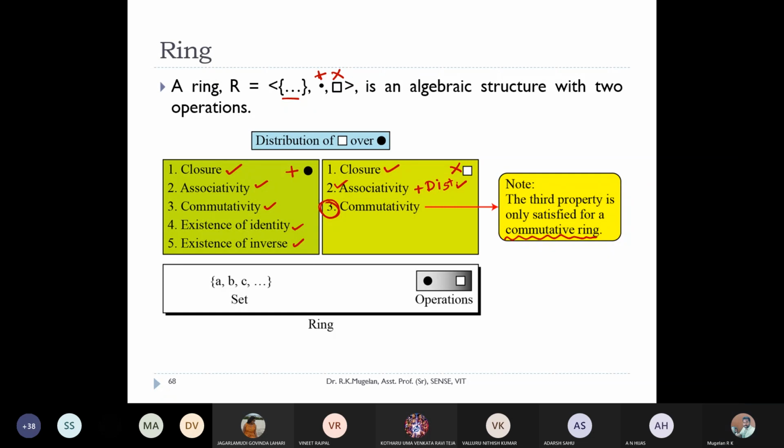Right. So how many of you understood this ring? Can you raise your hand? People who are not clear, kindly unmute and ask.